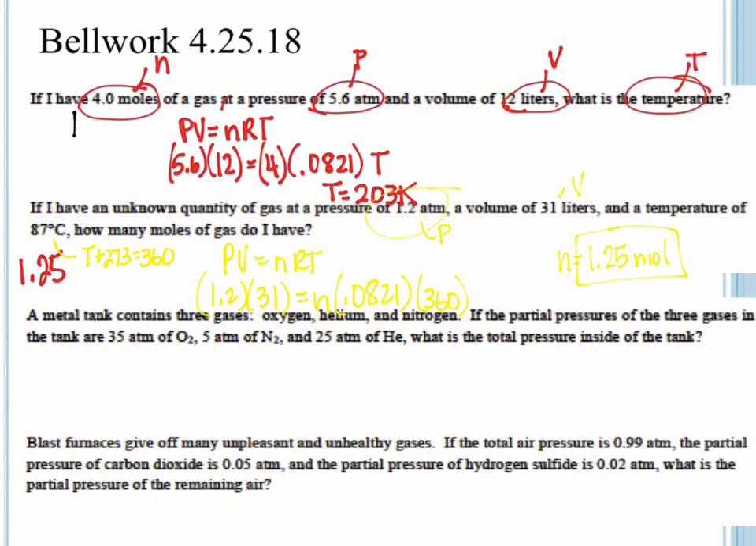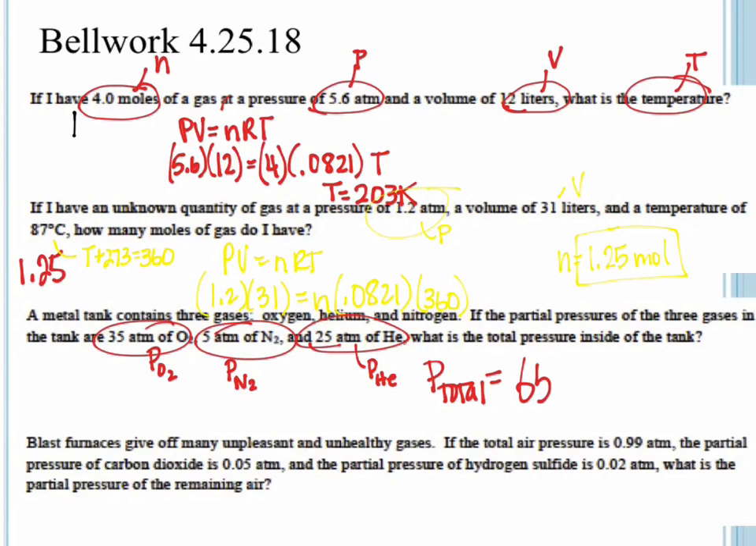All right, a metal tank contains 3 gases: oxygen, helium, and nitrogen. We have 3.5 atmospheres of oxygen, so that's P of O2. 35, sorry, 5 atmospheres of N2, so that's the P of N2. And we have 25 of helium, so that is P of He. What is P total? 65. Do I have a second? Yes. 65, and the unit is atm.